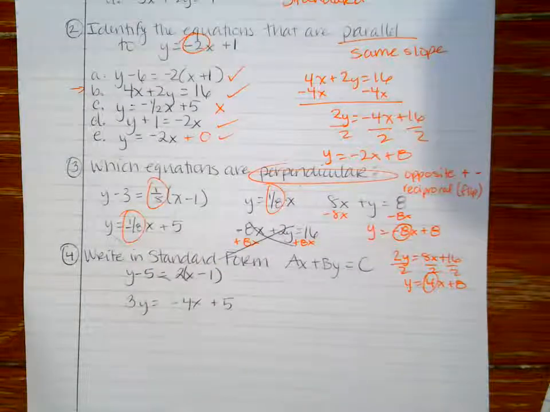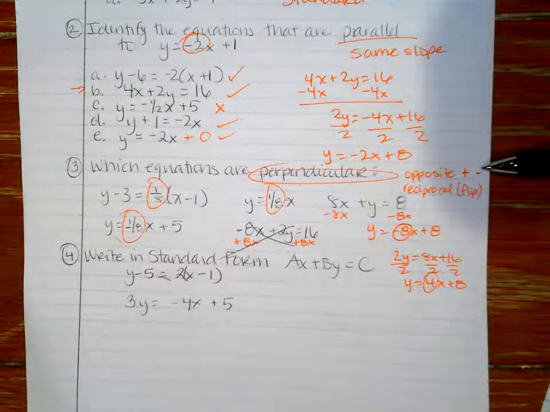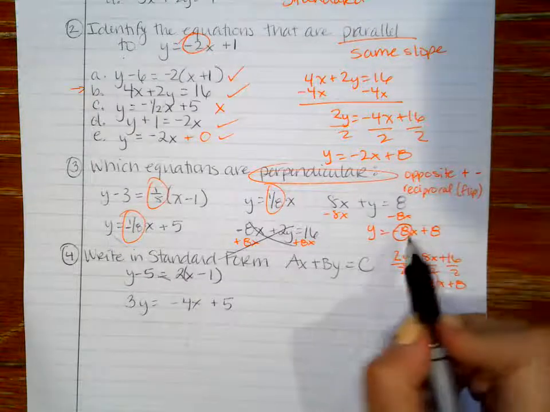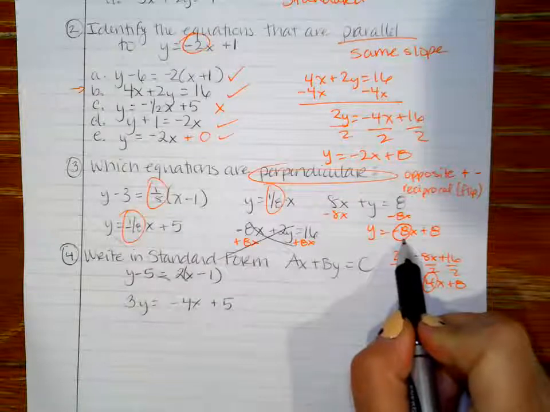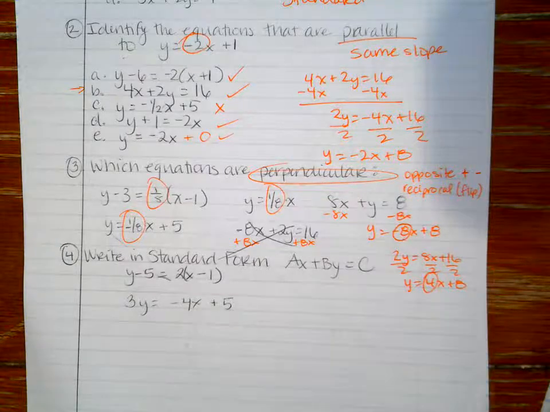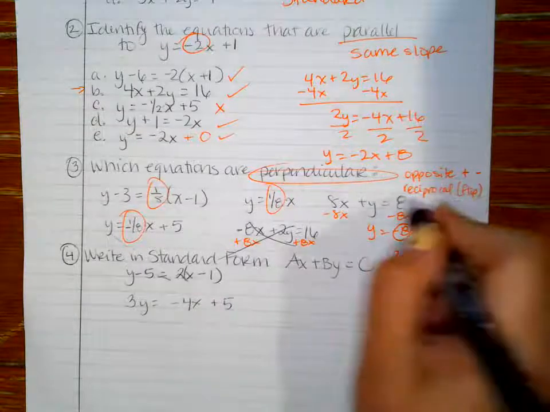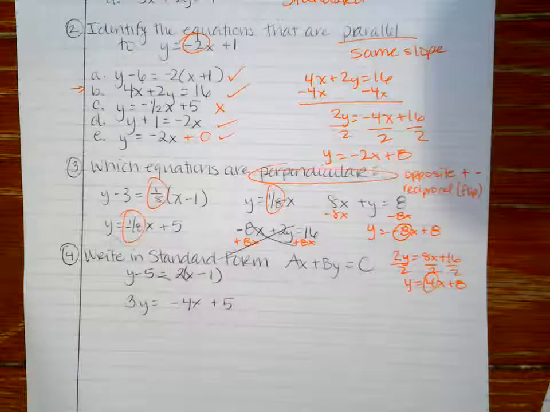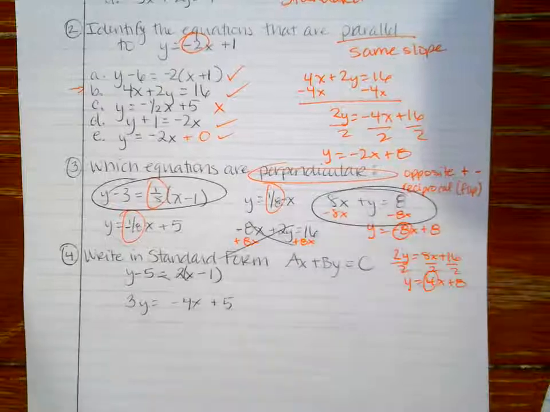We're looking for two equations where their slopes are opposites, so one positive, one negative, and they're reciprocals of each other. So let's take this negative 8. The reciprocal would be 1/8, and the opposite would be positive. So we're looking for a positive 1/8. So actually, these two equations are perpendicular to this one. So you have this one and this one are perpendicular, okay?